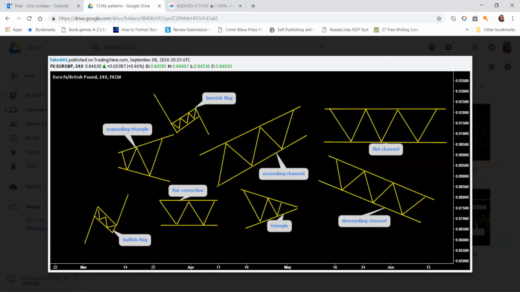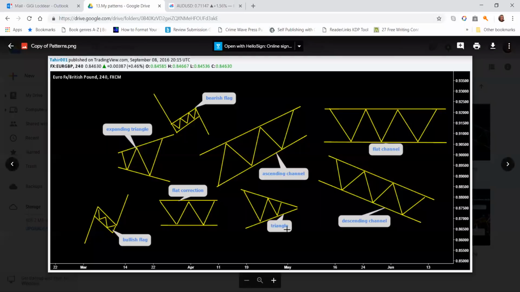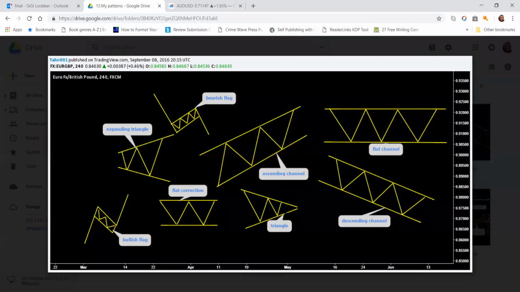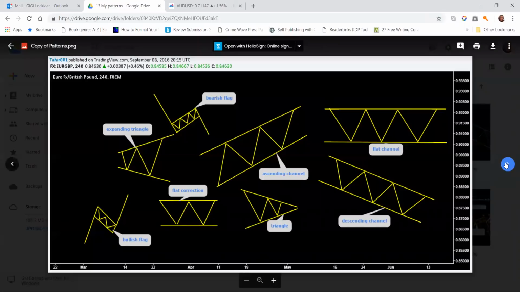Now, when you have the channels, you wait for it to break out of one of the channels, or you can buy from the bottom and sell from the top. Triangles the same way. If you had a buy and it was trading itself into this wedge, you would wait for the breakout either way.